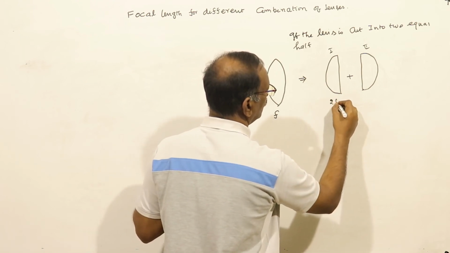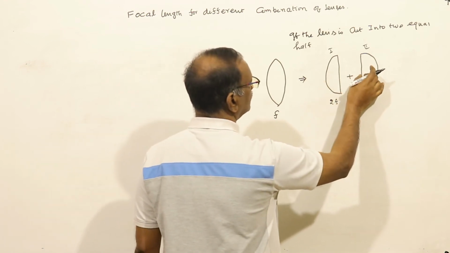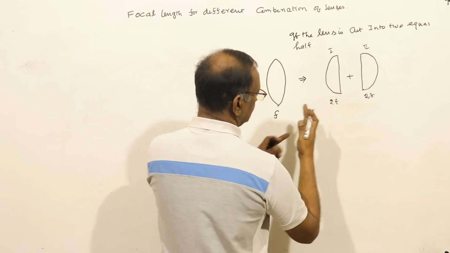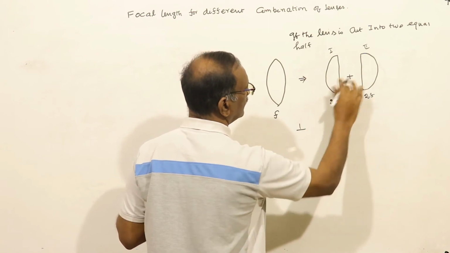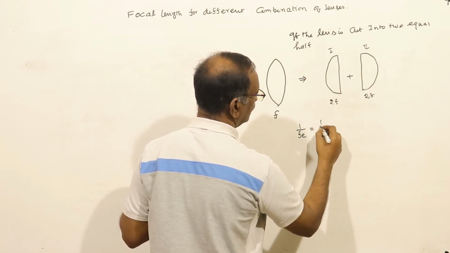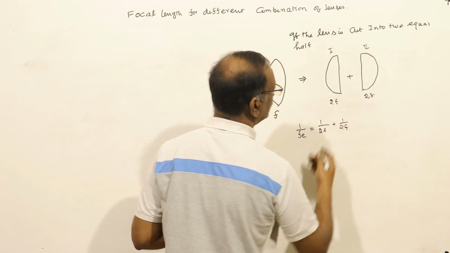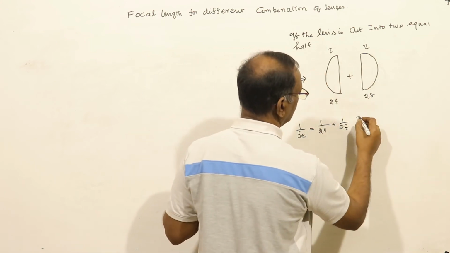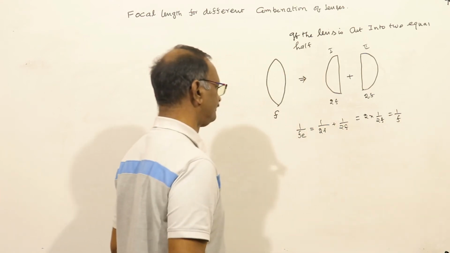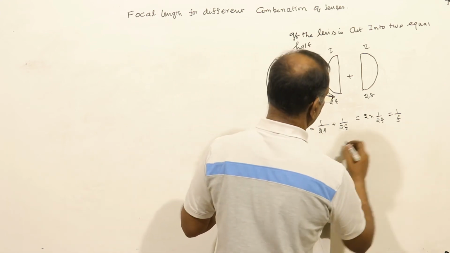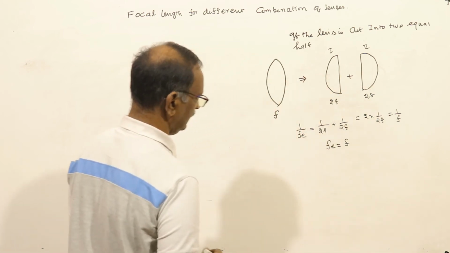It will have a focal length of 2f. This will also have a focal length of 2f. What is the effective focal length when both are combined together in contact, with no distance apart? So the effective focal length should be f. That is, 1 by effective focal length of these two combined is equal to 1 by 2f plus 1 by 2f, and d is equal to 0 if both are kept in contact, is equal to 2 into 1 by 2f is equal to 1 by f. In this case, the effective focal length is equal to f.